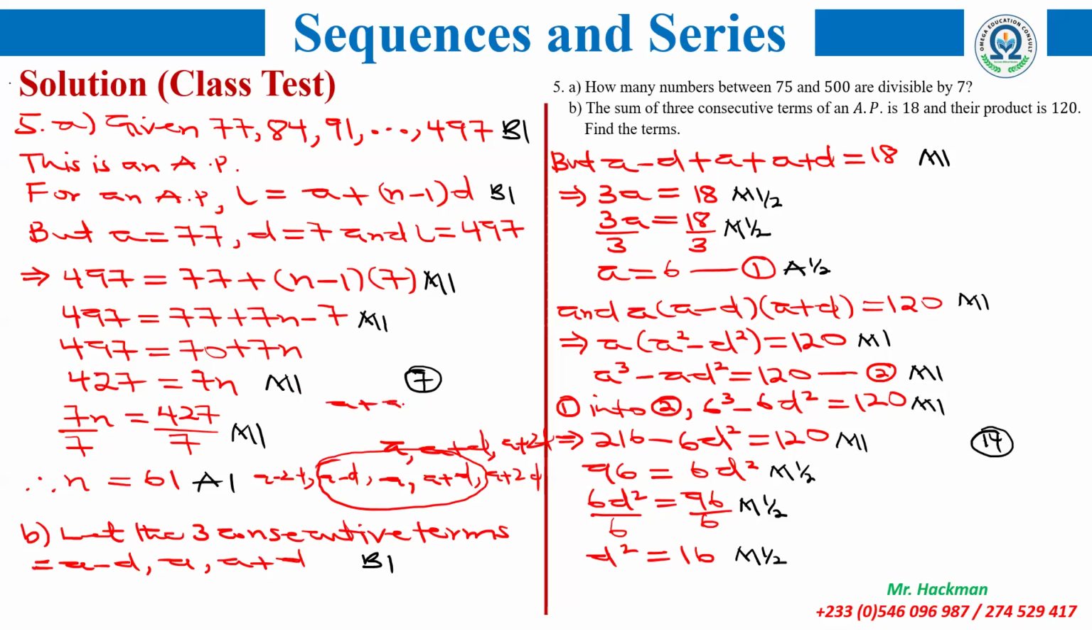Your next one, A plus D, plus the next one, A plus 2D. What would that give us? It will give us A plus A plus A, which is 3A. Then plus what? D plus 2D, that will give us 3D. And that will give us what? The 18 that you have there.